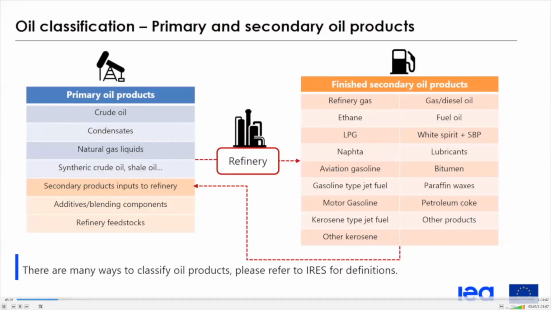So to discuss a little bit more in detail, in primary oil products, you will find crude oil and natural gas liquids, for example, coming from oil wells or natural gas fields. But you can also find some synthetic crude oil, which we'll discuss a little bit later, and some secondary products as inputs to the refinery, additives and feedstocks, for example.